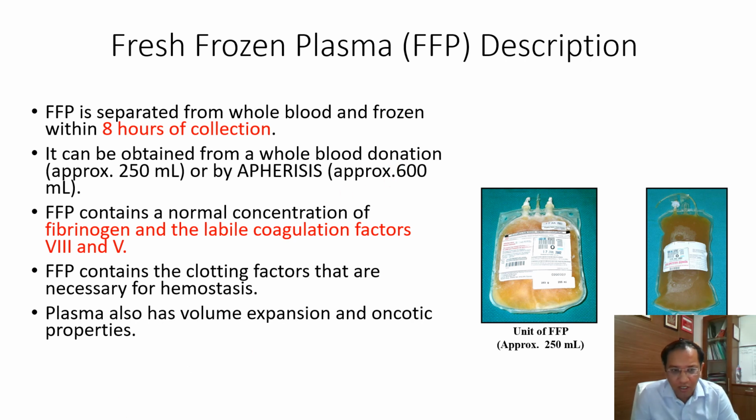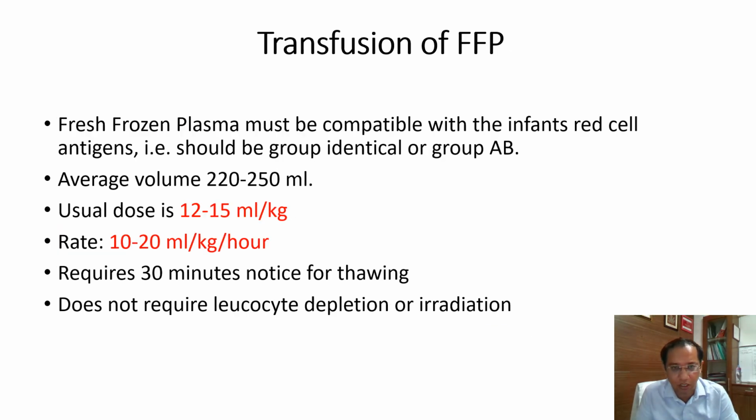It contains all normal concentrations of coagulation factors, including fibrinogen and the labile coagulation factors, factor 5 and factor 8. Plasma has volume expansion oncotic properties, but should not be used for volume expansion. The usual transfusion dose is 12 to 15 ml per kg, and the rate is 10 to 20 ml per kg per hour. The thing with FFP is that it requires thawing because it is in a frozen state, so you need to give some time to the transfusion medicine department for it to be thawed, and only then can they issue it.